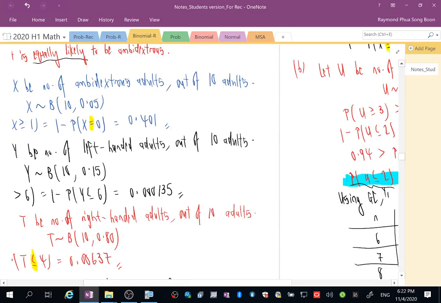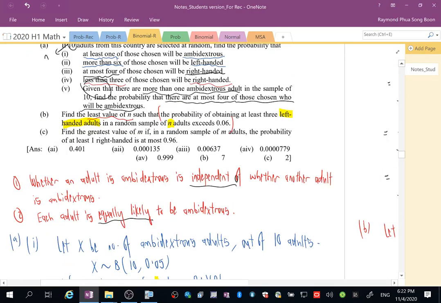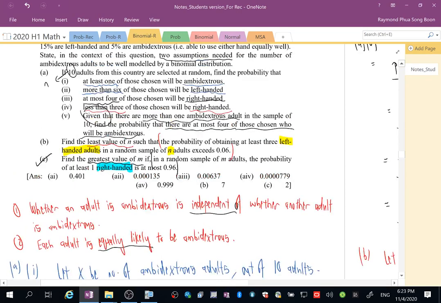Okay, this is a super long question. Finally, we are down to the last part, which is part C of this question. In part C, you're asked to find the greatest value of n if in a random sample of m adults, the probability of at least one right-hander is at most 0.96. So now in part C, what are we concerned with? We are concerned with right-handed adults, and the sample size is m, which we do not know.